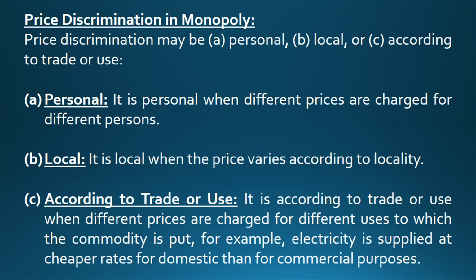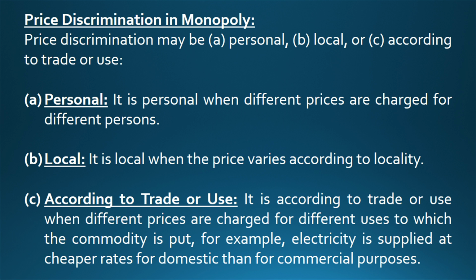Price discrimination in monopoly. Price discrimination may be A. Personal, B. Local, or C. According to trade or use. A. Personal. It is personal when different prices are charged for different persons. B. Local. It is local when the price varies according to locality.